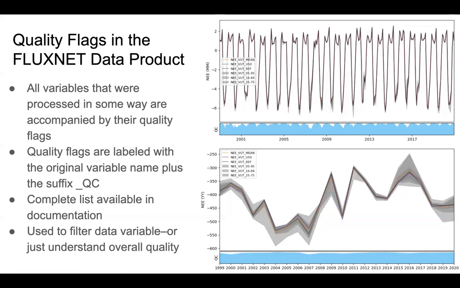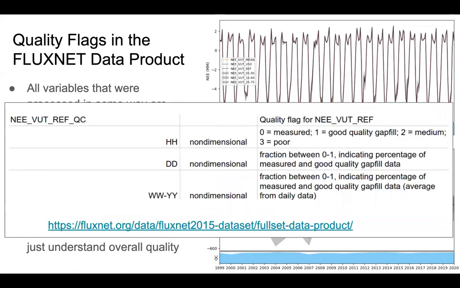We have a list with all the documentation of these variables. And this is just an example for one of the variables and what that documentation looks like. Basically, this is the quality flag for the NEE with the variable U-star threshold, the reference NEE. And for the original resolution, half hourly, 0 means measured, we have a good quality gap fill, and it gets poorer as this number gets higher.